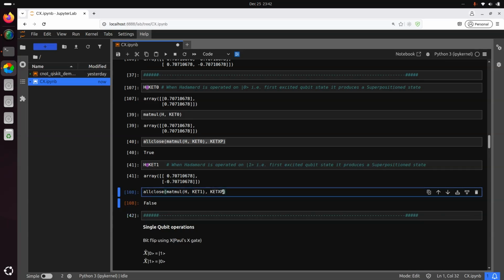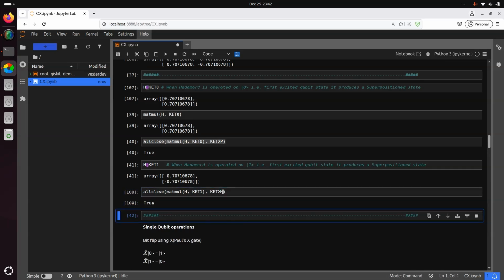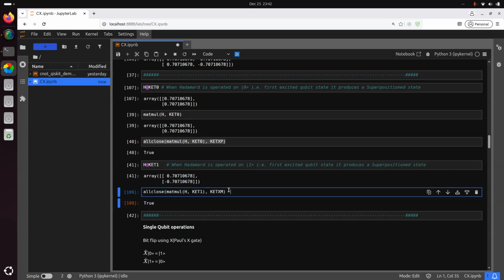Now let me change it to XM. That's it. There we go. So it's a negative superposition state, or ket minus. This is ket minus, in fact.